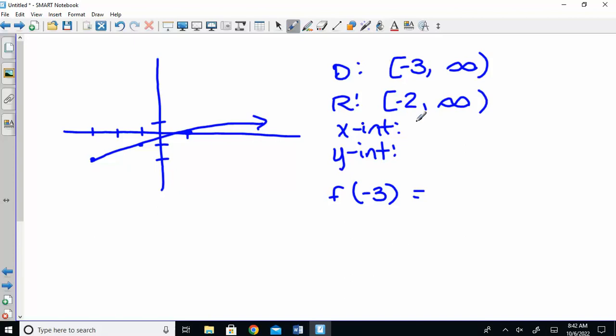X-intercept, about where does this hit the x-axis? 1. Yeah, it's really hard to tell. I was shooting for 1. If you put something between 0.5 and 1, I would take it here. On the test, it'll be a much clearer graph. Y-intercept, where do I hit the y-axis? F of -3. This is saying when x is -3, what's y? So x is -3, the y is -2. All right.